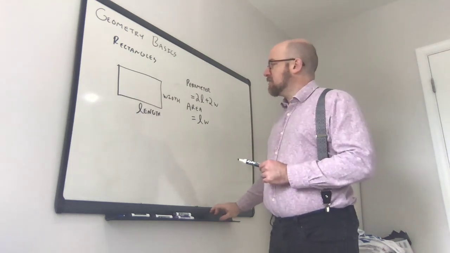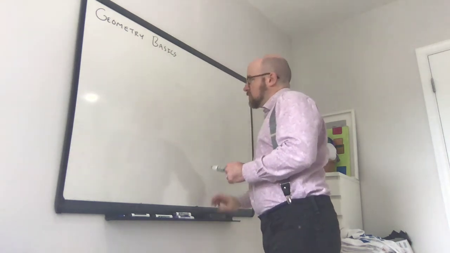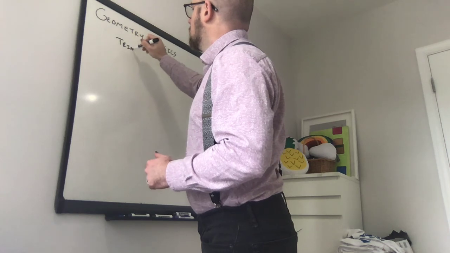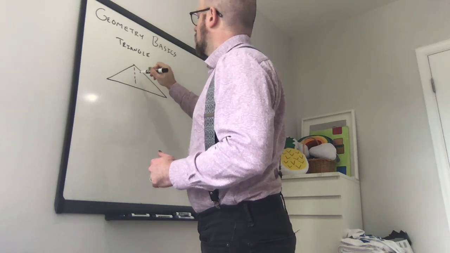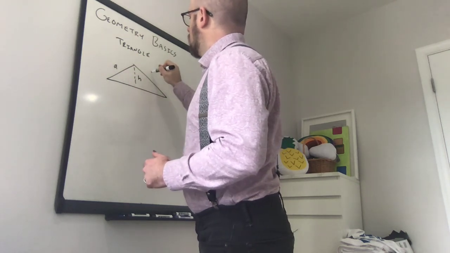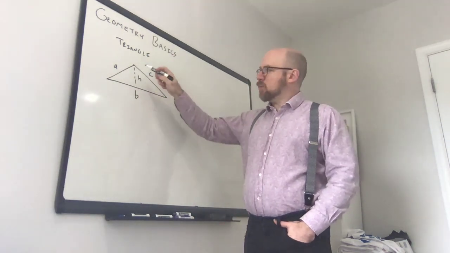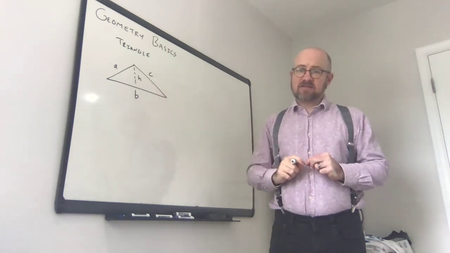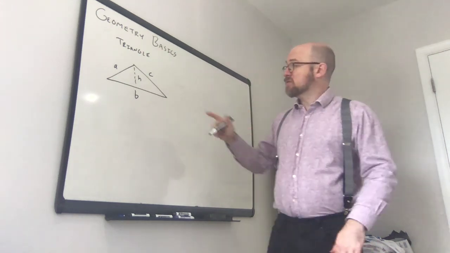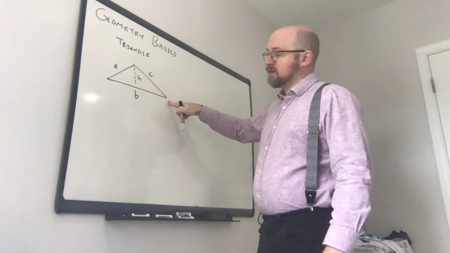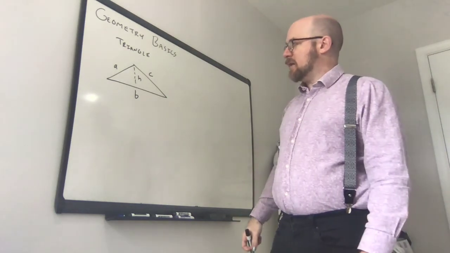The last two-dimensional shape I want to talk about is the triangle. Again, just basics. Triangles have three sides, which I've labeled A, B, and C. Then we've got the height of the triangle, which is the distance from a point on the triangle to the opposite side. It doesn't actually matter which one you use, but we'll refer to the base as the side that we're going to, and the height as the distance from the opposite point to that base.